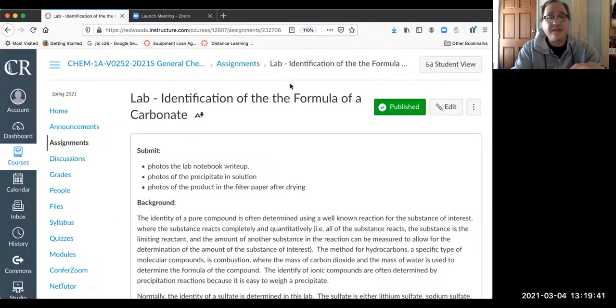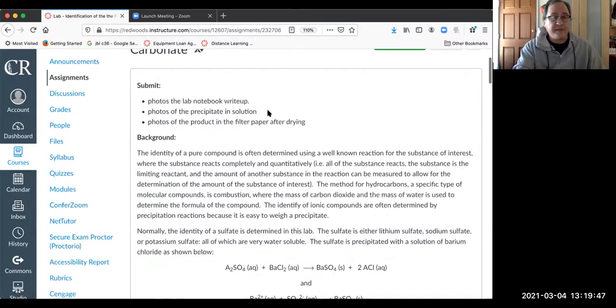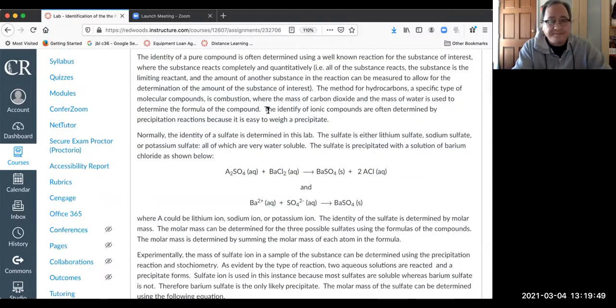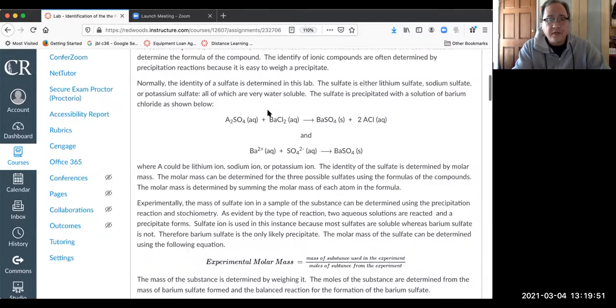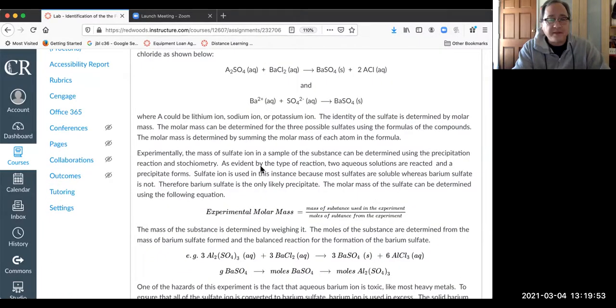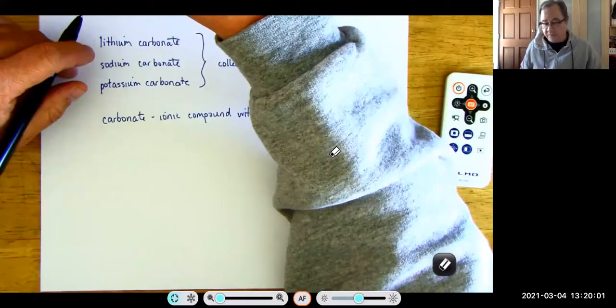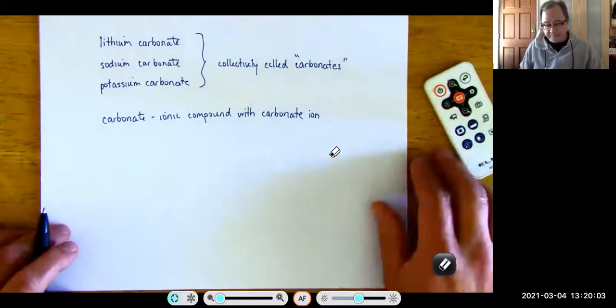And if we look at the lab, we've got identification of the formula of a carbonate. This is the lab we're going to be doing. And here's the background. So just a quick explanation about the background, and we'll get going here. So I'm going to go to my new share, and hopefully you can see what I'm writing here.